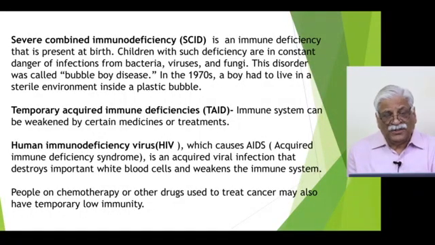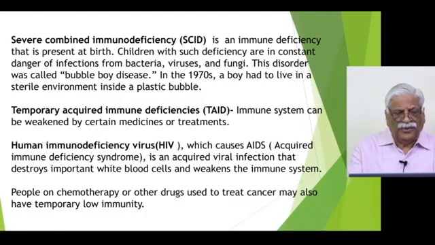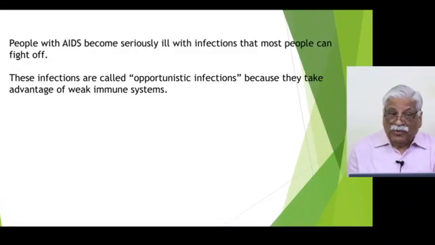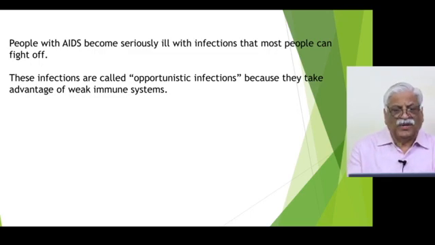Human immunodeficiency virus, which causes the disease, is an acquired viral infection that destroys important white blood cells and therefore weakens the immune system. As I already told you, people on chemotherapy or other drugs used to treat cancer may also have temporary low immunity. People with AIDS or some other diseases become seriously ill with infections that most people can simply fight off. These infections are called opportunistic infections because they take advantage of our weak immune system.